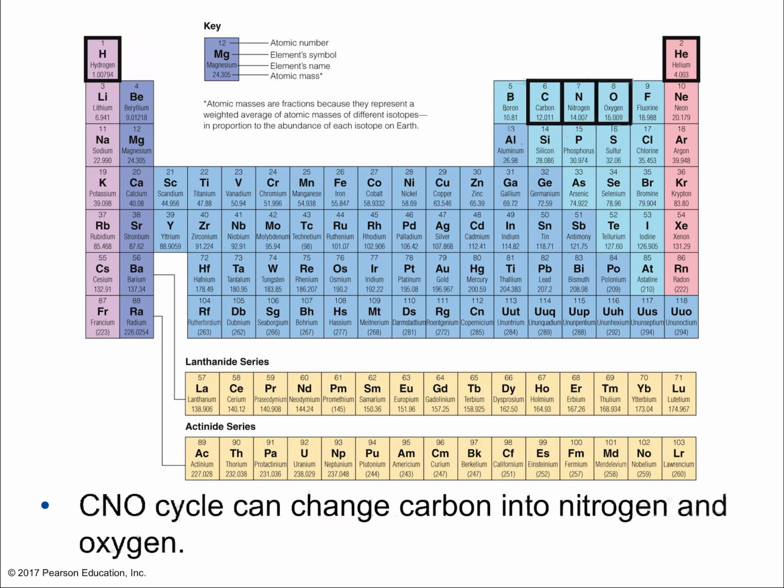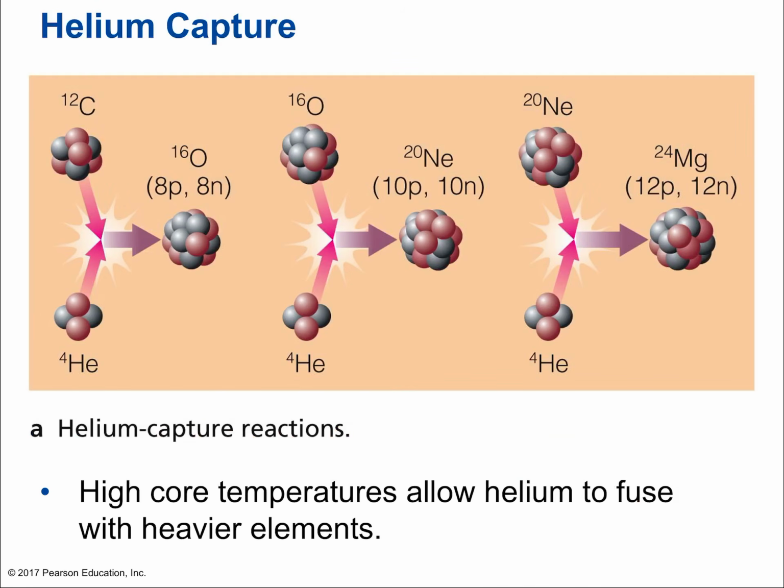But what about all those other elements? So the CNO cycle, that's the hydrogen to helium fusion rate of the high mass stars, can change carbon into nitrogen and oxygen. Excellent. Now we have the explanation of where nitrogen and oxygen come from. But what about other things? What about neon? What about magnesium?